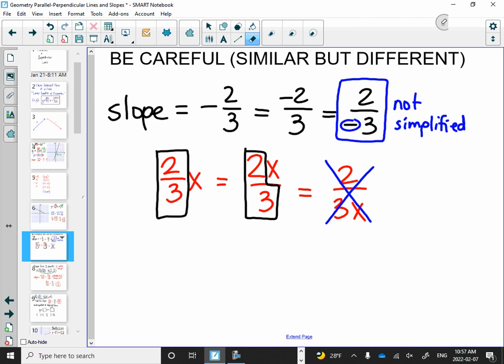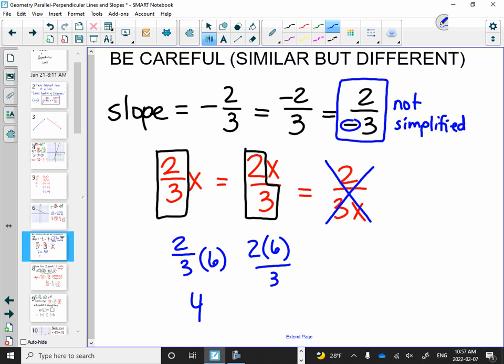Now, here is why this works out the way it is. Let's pick a number, for example, 6. If I were to enter 6 in place of x, what is 2/3 of 6? 4. Right? Let's say I entered it like this.